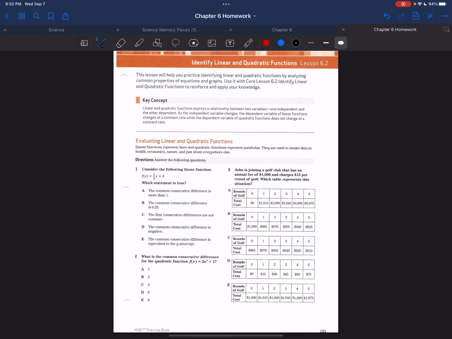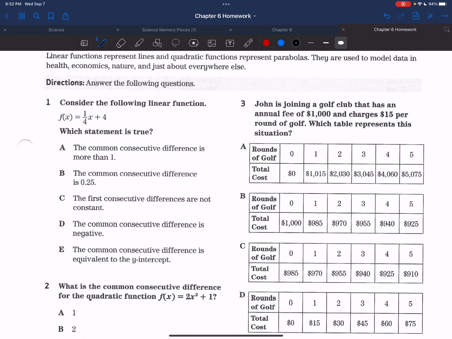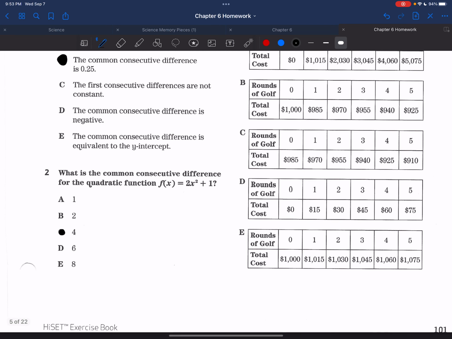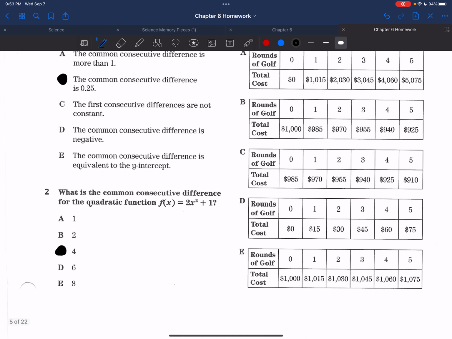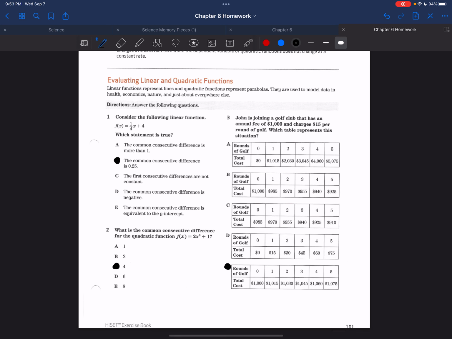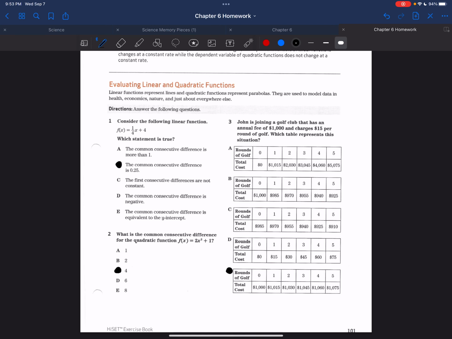All right, let's go back to the homework page and put the answers on here. The first one was B, as in boy. Then C, as in cat. And then finally E, as in elephant, for page 101. And I will see you for page 102 in the next video.